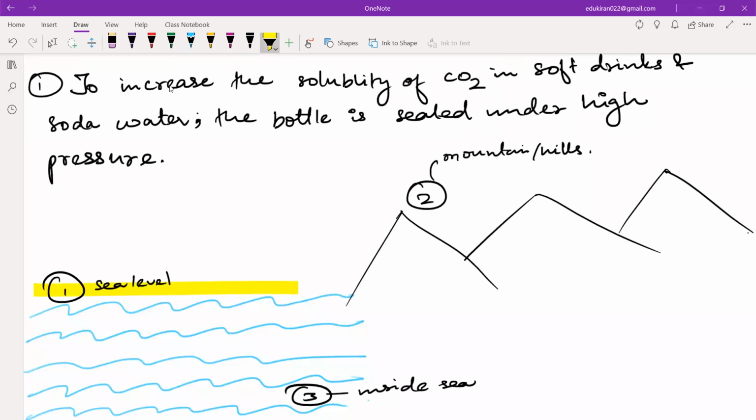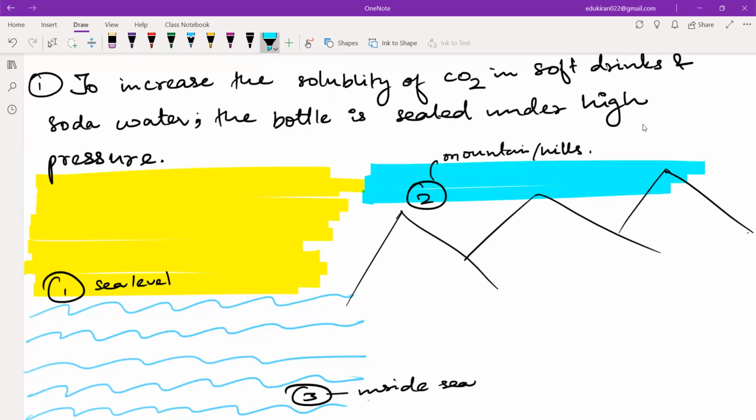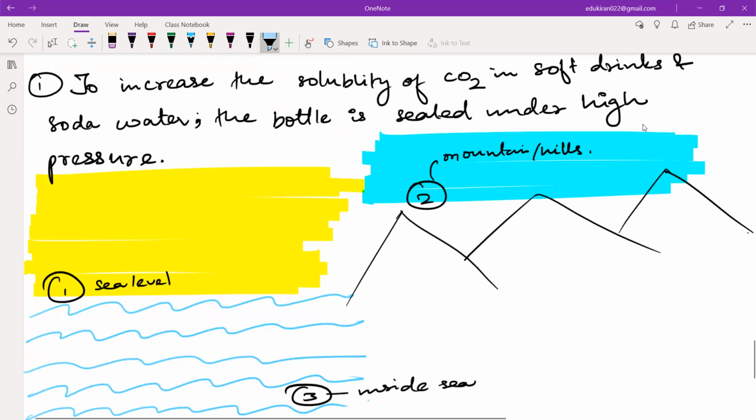So in the sea level, you can see that the amount of air that is present is this much, right? And if I look at the mountain region, then the amount of air that is present is higher or lower than sea level? Tell me. कहाँ ज़्यादा है? Sea में या mountain में? अरे, where are you experiencing more air, in sea level or in mountain?